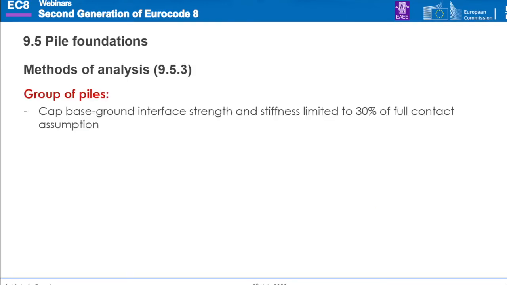Now, in what concerns the methods of analysis, for a group of piles, there is some limitation on what is considered for the contribution of the cap base. So the contribution of the cap base and ground interface for the strength and stiffness is limited to 30% of what it would be if we had a full contact assumption. And we consider absolutely no contribution if the minimum pile spacing is smaller than 6 diameters.